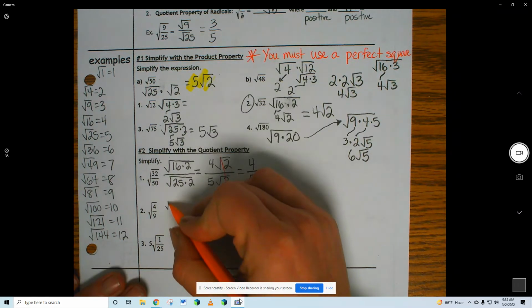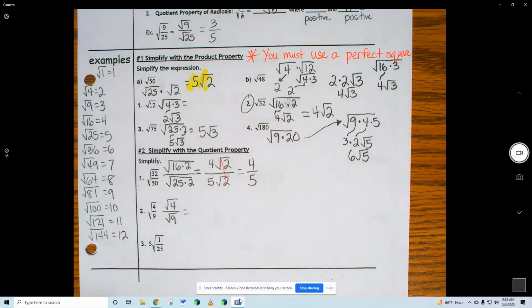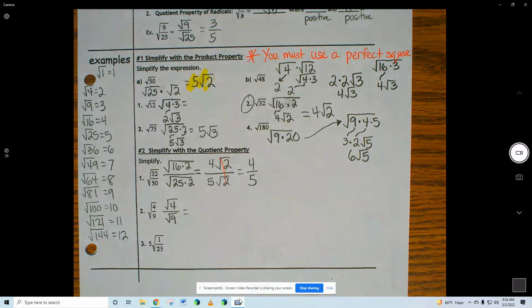Okay, break apart number 2. Rad 4, numerator. Rad 9, denominator. What's the answer? They both are perfect squares. 2/3. Good job.